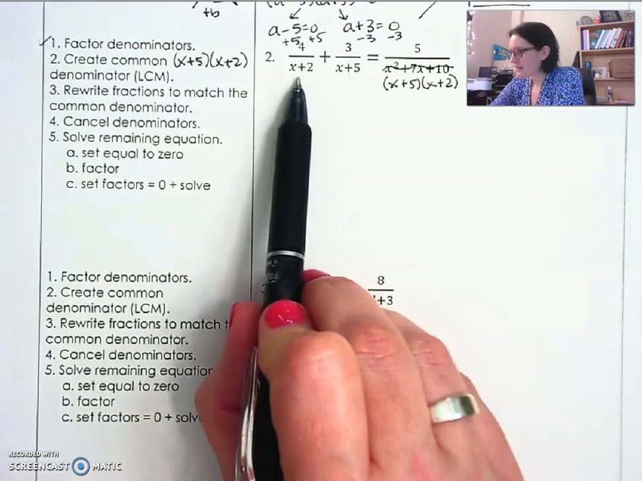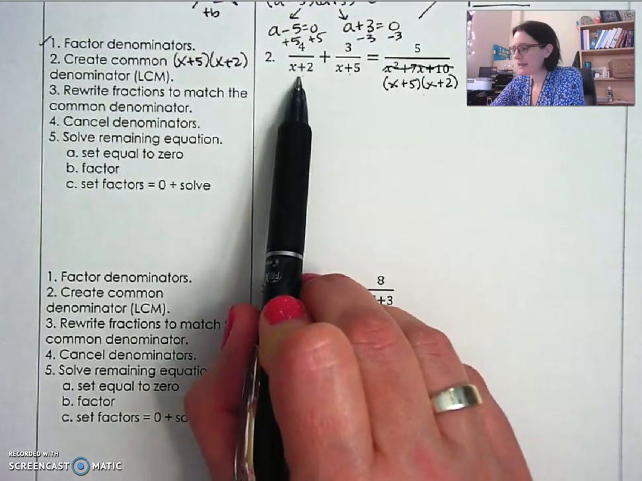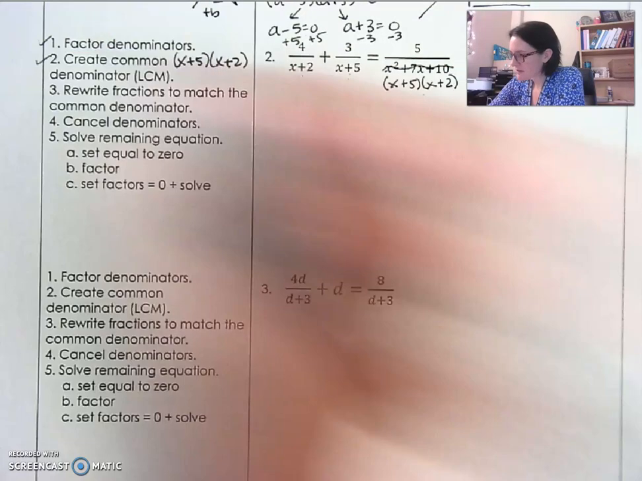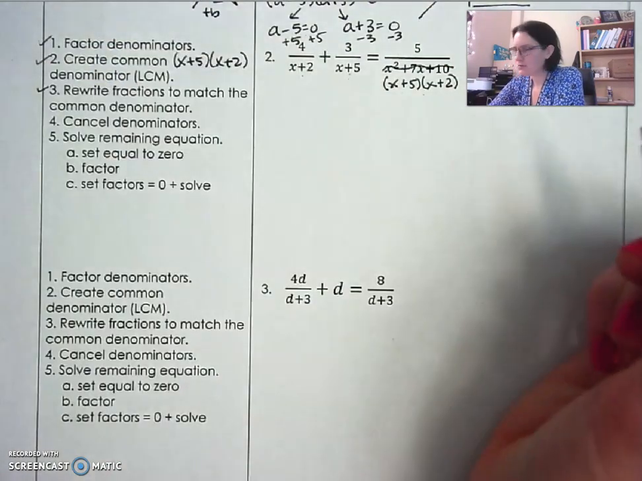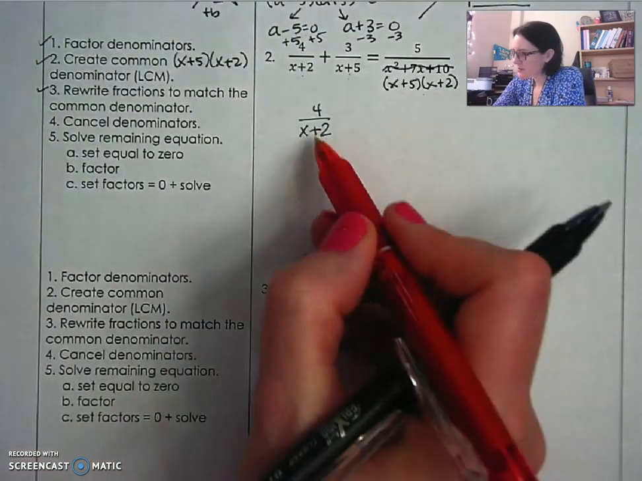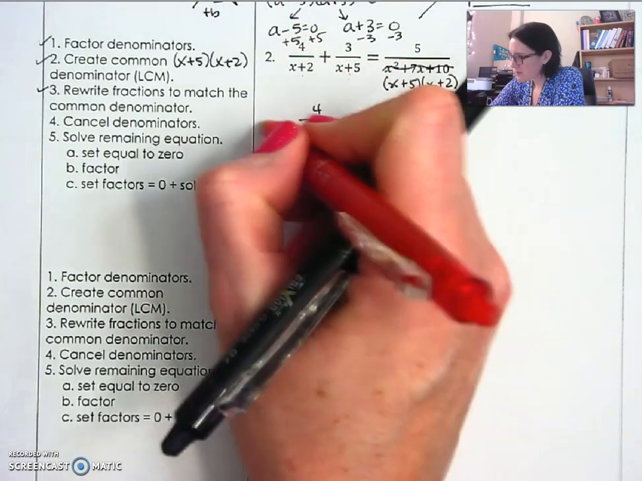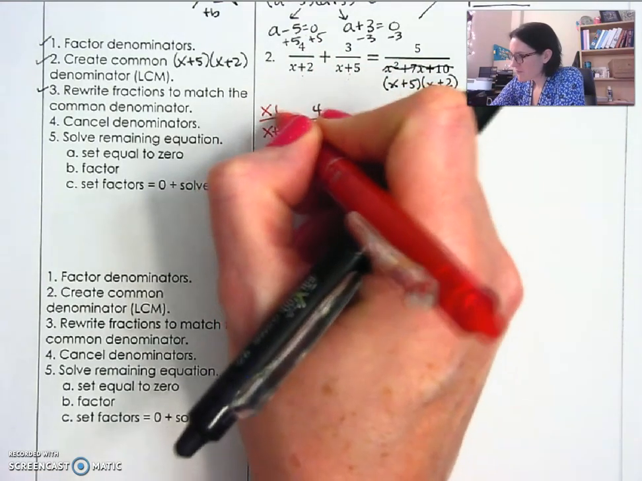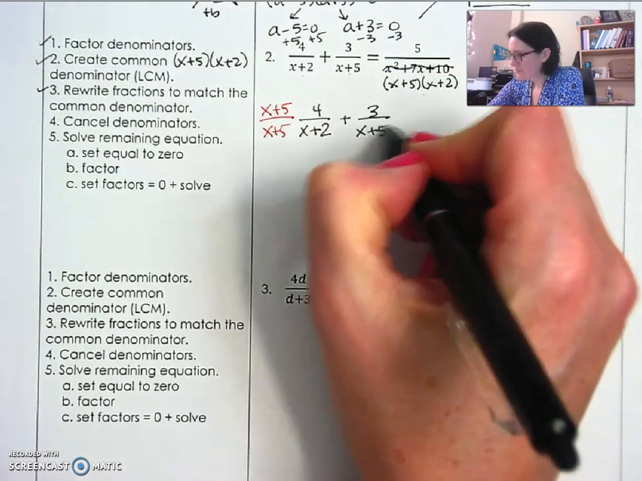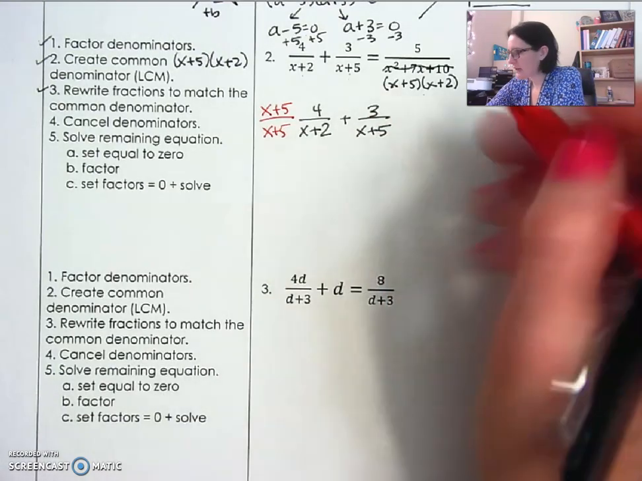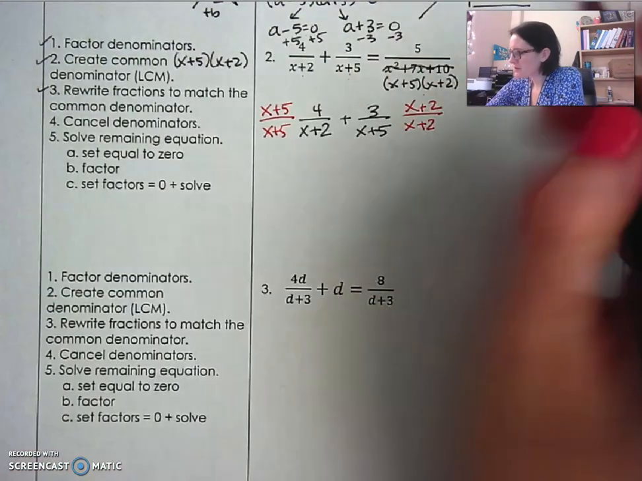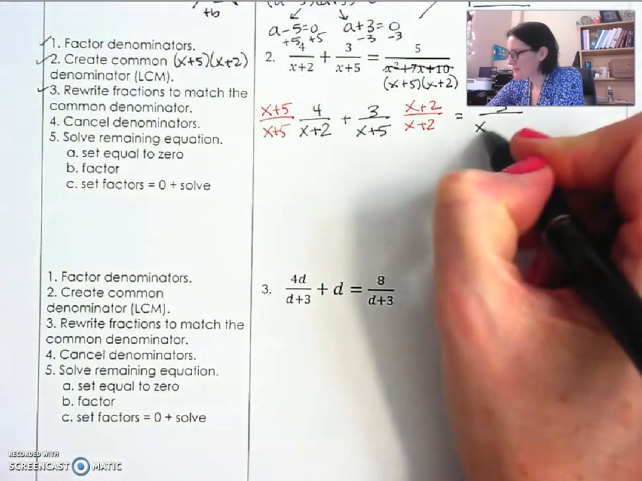Because it already has an x plus 2 for this first fraction, and it already has an x plus 5 for this second one. So now I have my common denominator, and I'm going to do step 3, rewrite the fractions. So this first one has an x plus 2. Now it needs an x plus 5. This one has an x plus 5. Now it needs an x plus 2. And then this one on the right side of the equation doesn't need to be rewritten at all.